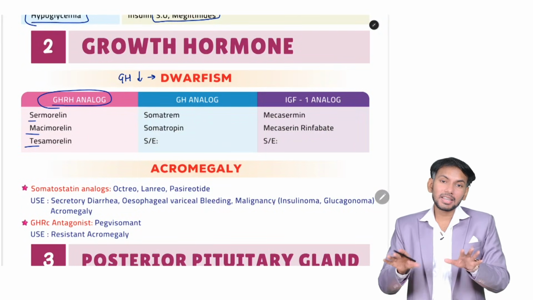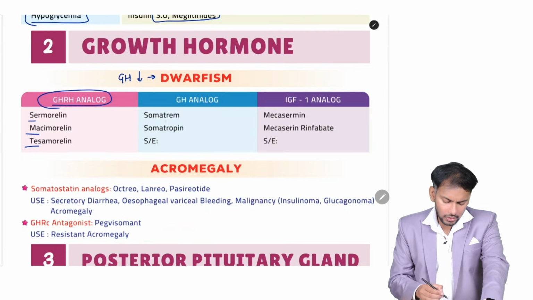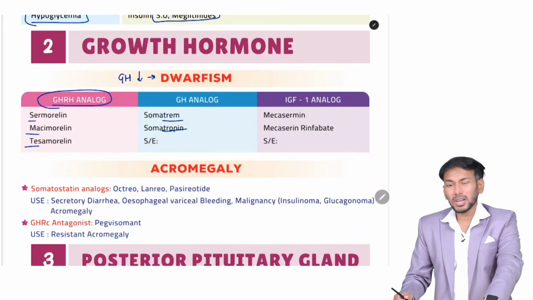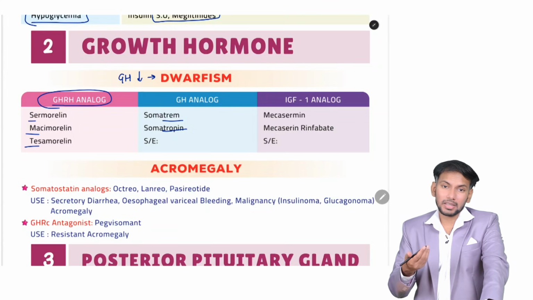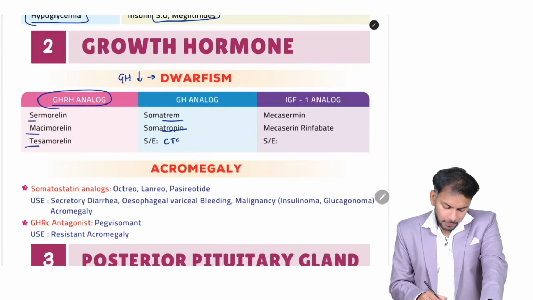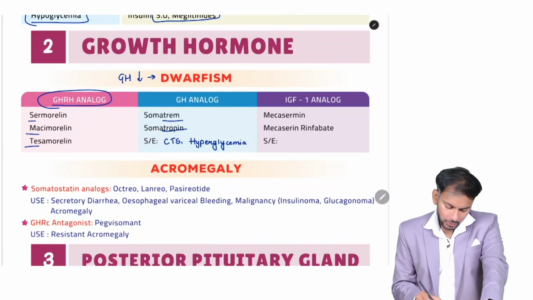Next are growth hormone analogs. They look exactly like growth hormone. These drugs are somatrem and somatropin. What are the side effects? If growth hormone increases, it will cause carpal tunnel syndrome and hyperglycemia.